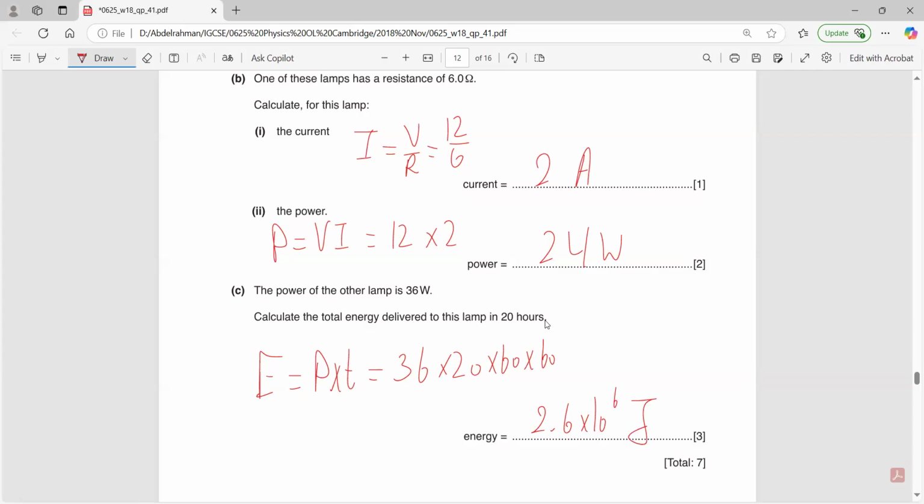Extra easy, super easy. 3 marks. I don't know why. Maybe this exam is that easy.